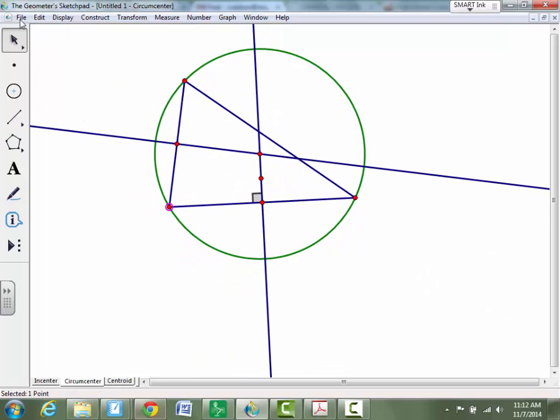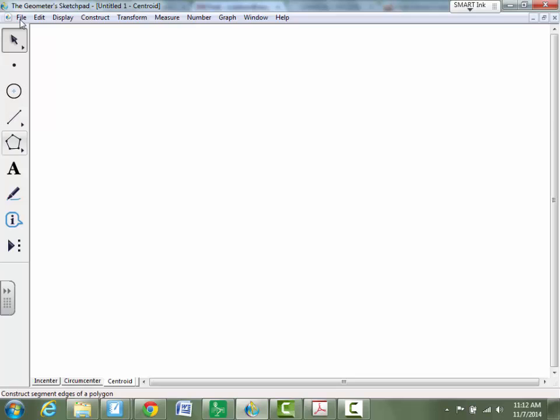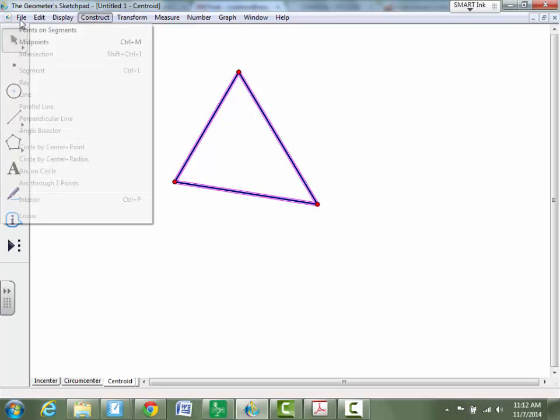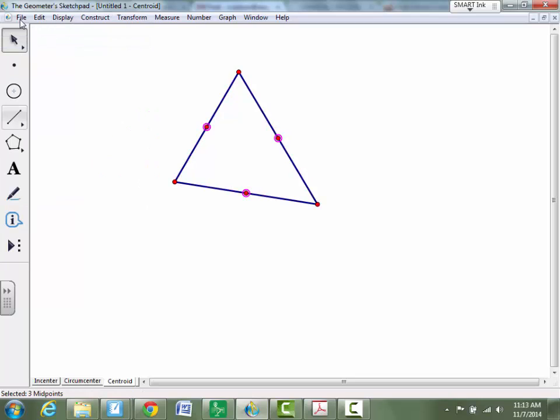That work? All right, last one, centroid. Where does the centroid come from? The medians, right? So I just need the midpoint, so construct midpoints. And then all you're going to do is connect the vertex to the midpoint of the opposite side. Vertex, midpoint, vertex, midpoint. And we now have our point of concurrency.